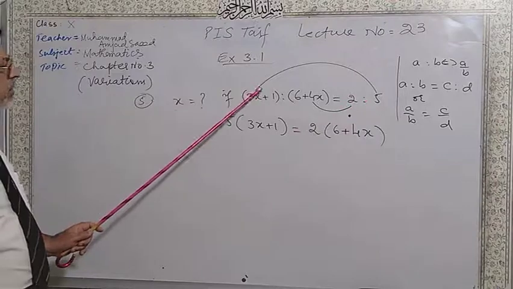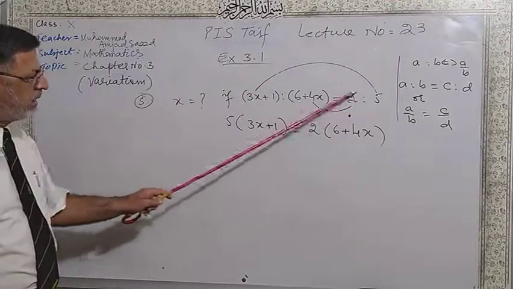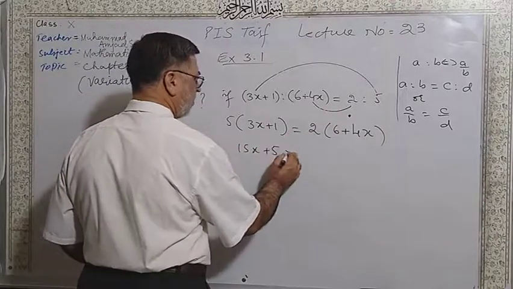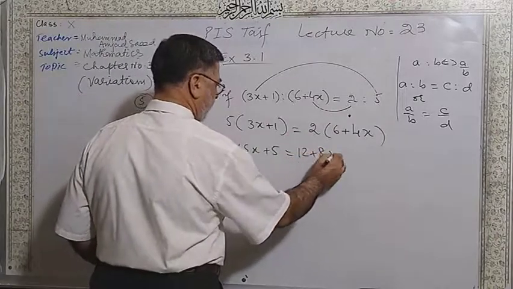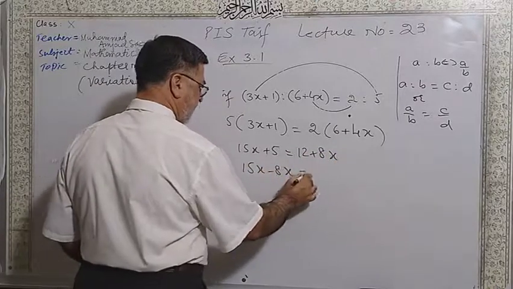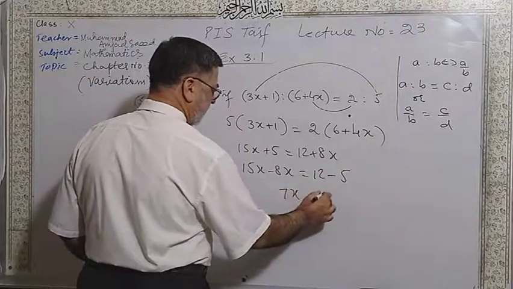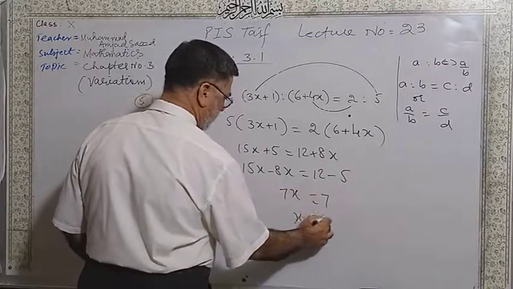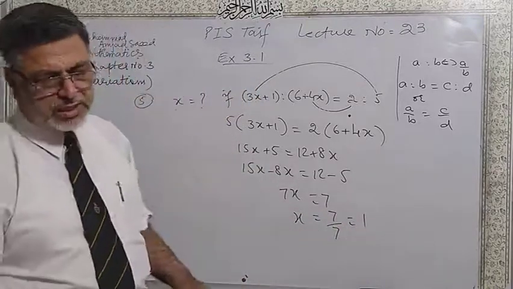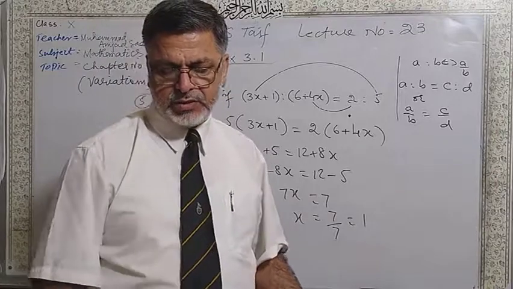Product of extremes is equal to product of means. 15x plus 5 equals 12 plus 8x. Bring 8x here: 15x minus 8x equals 12 minus 5. That will be 7x is equal to 7. So x is equal to 7 by 7, which is 1. So your answer is x is equal to 1.